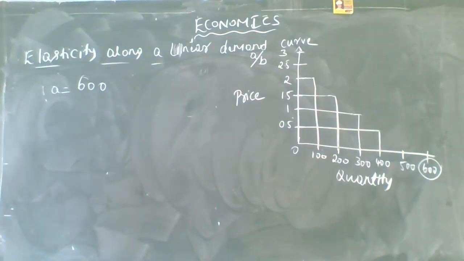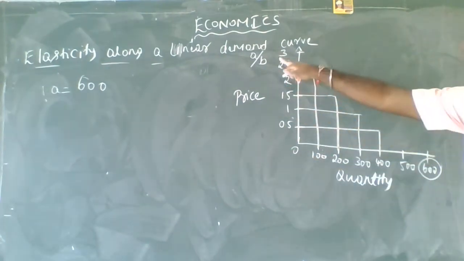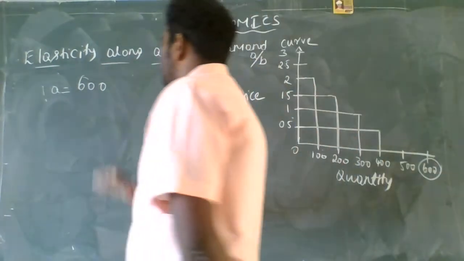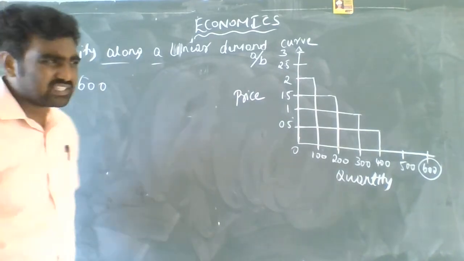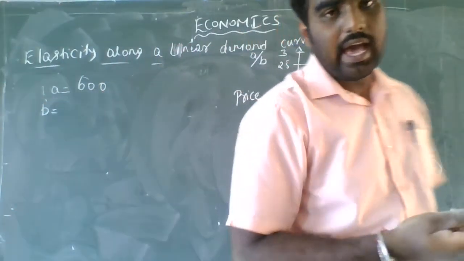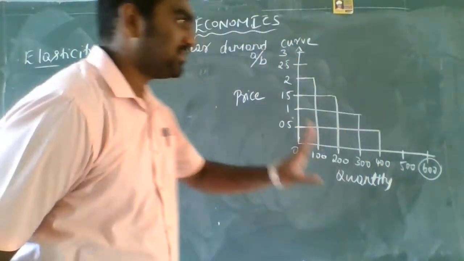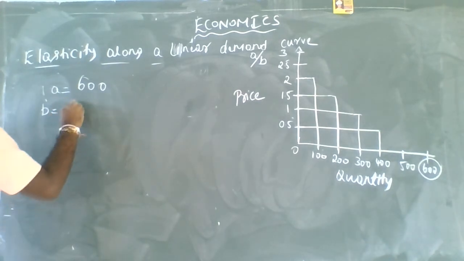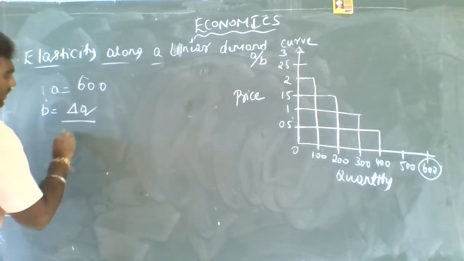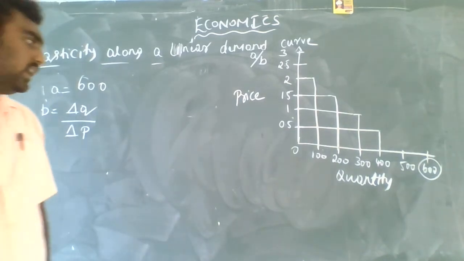I specified in the linear demand graph that the highest point is A divided by B. So we have to find out what B is first. Let us not consider the minus B. As we use in elasticity of demand, the modulus of elasticity of demand, B is nothing but delta Q divided by delta P.